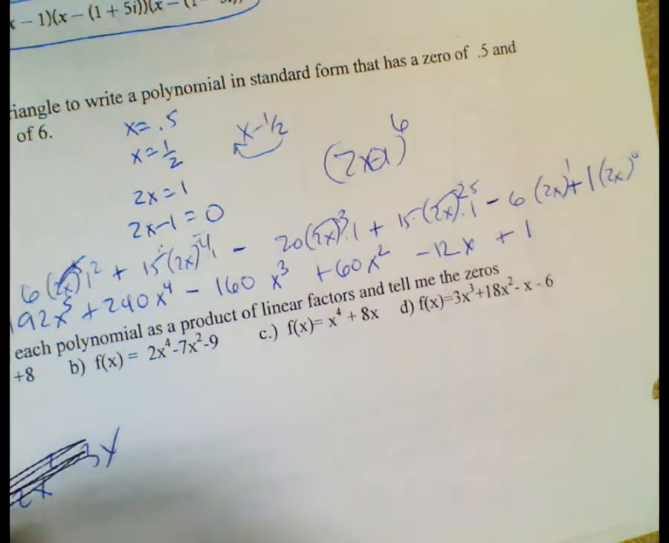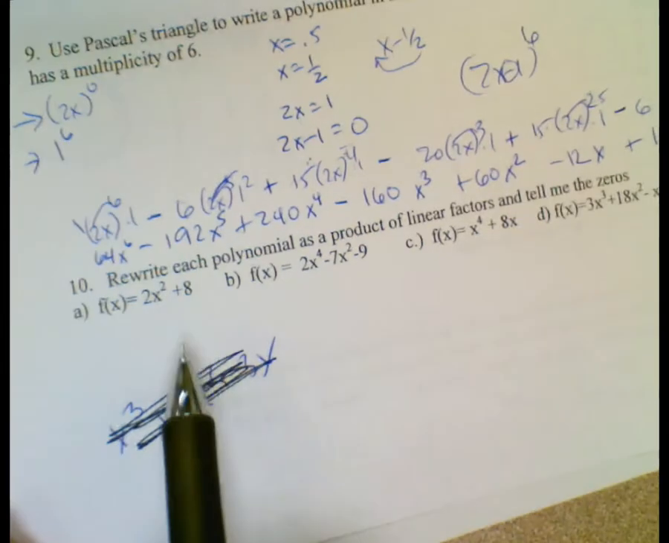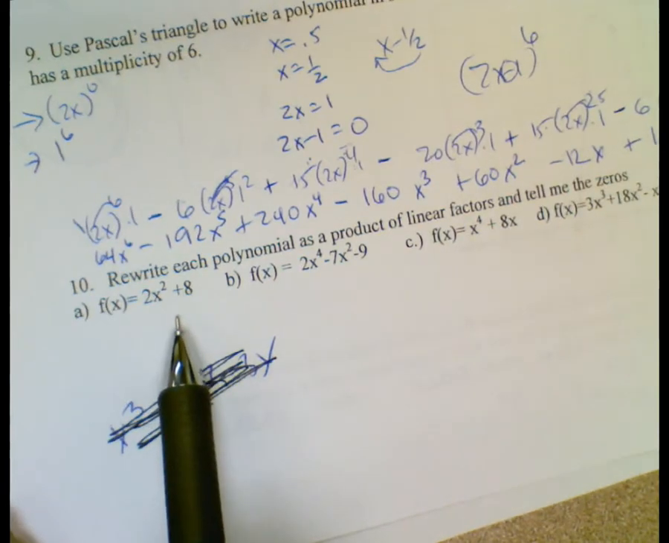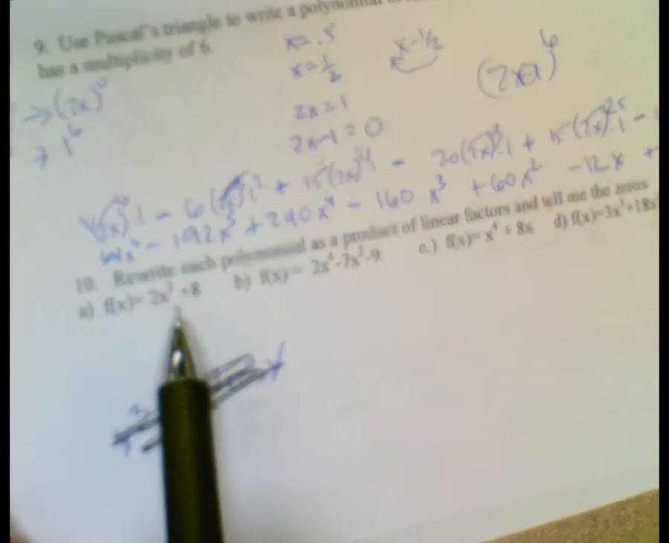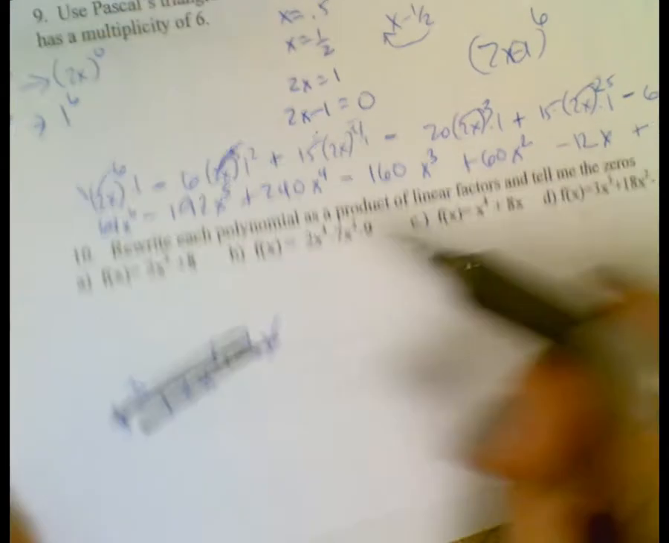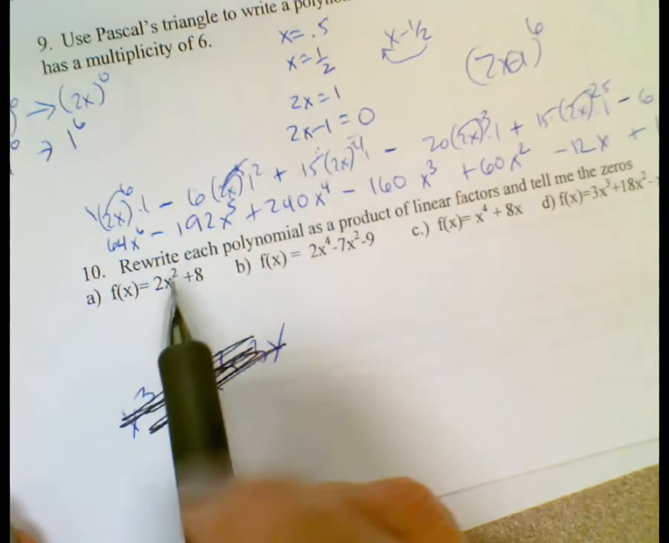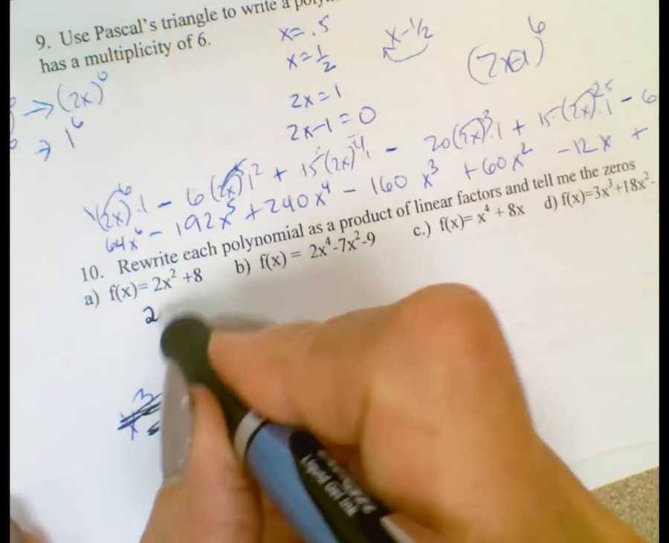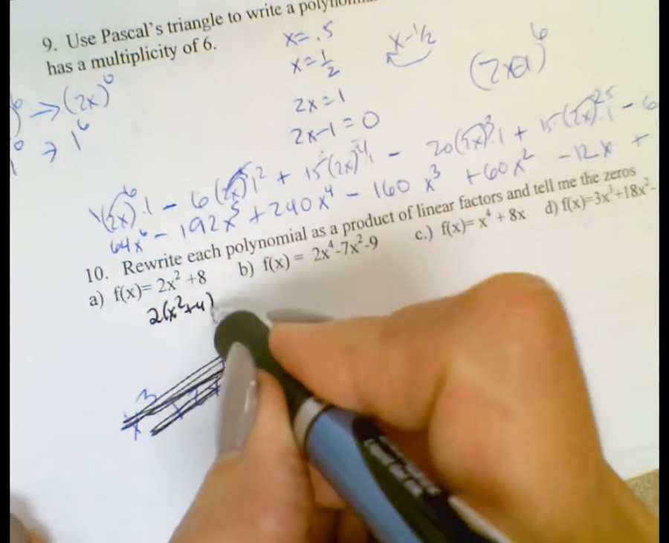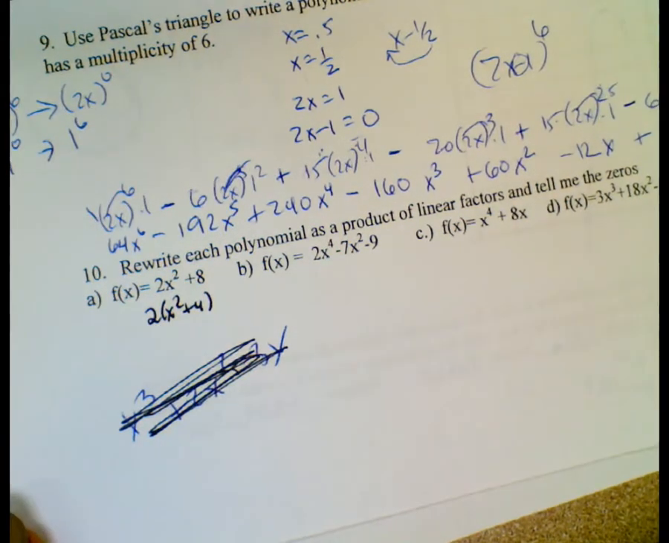All right, so we're going to rewrite this polynomial as a product of linear factors and tell me the zeros. So this one has a GCF, right? But if you take a GCF out, it's going to be x squared plus 4. And you still can't factor that because it's a sum of two squares.